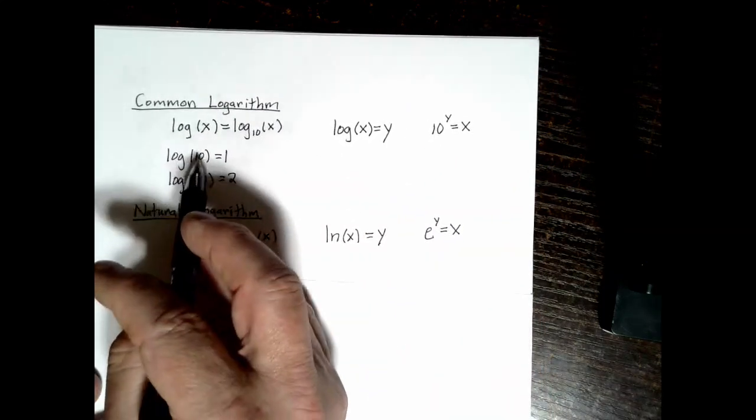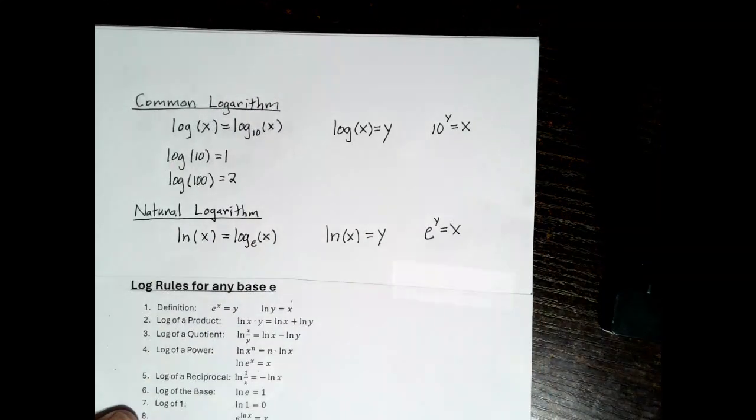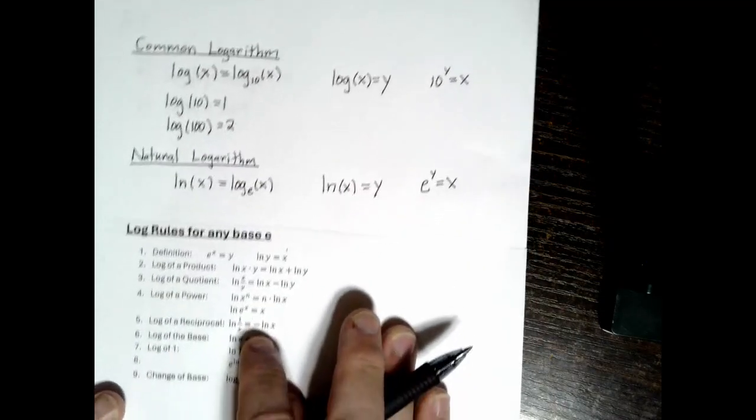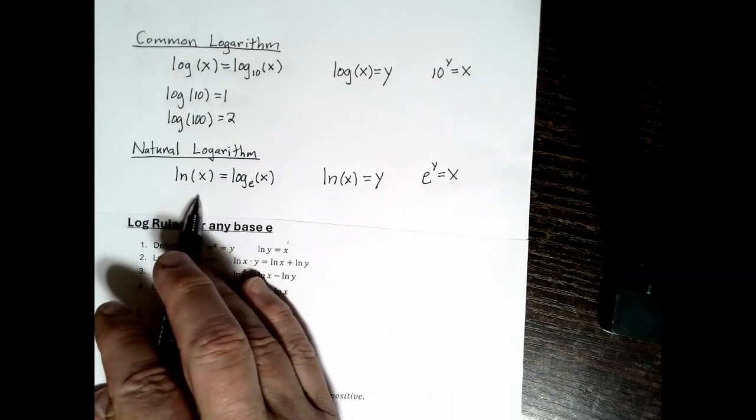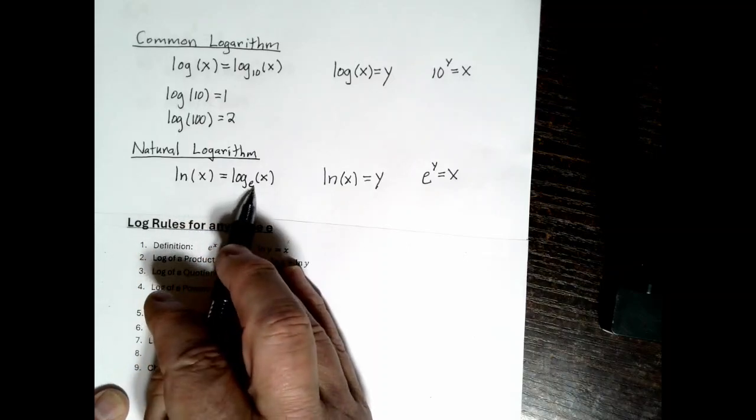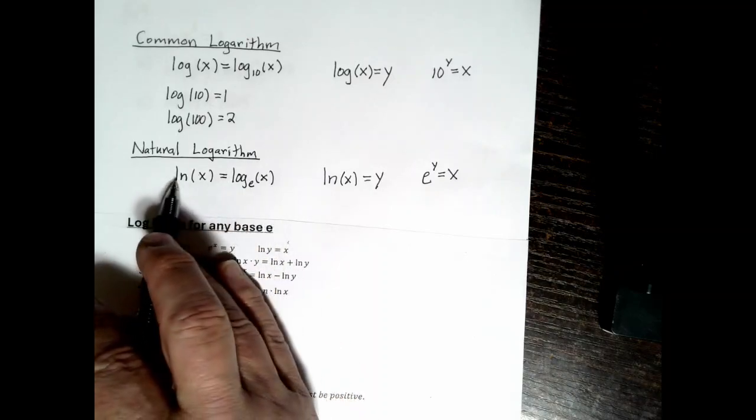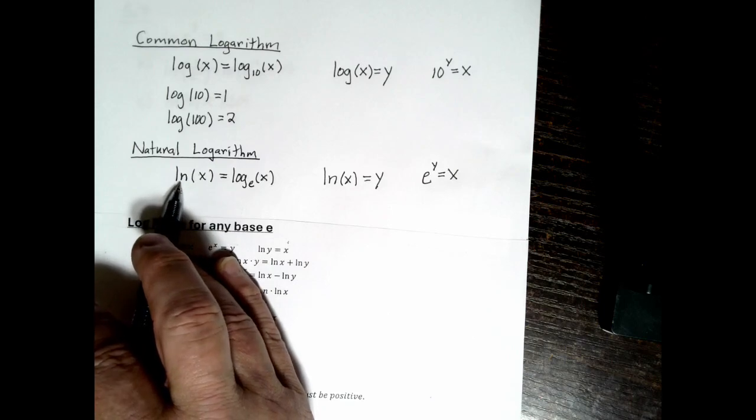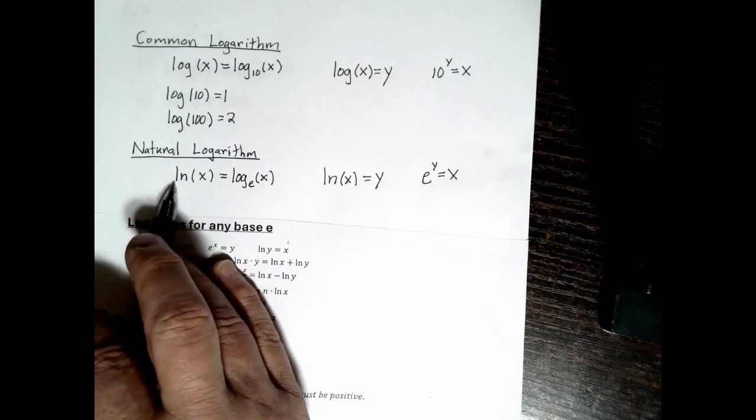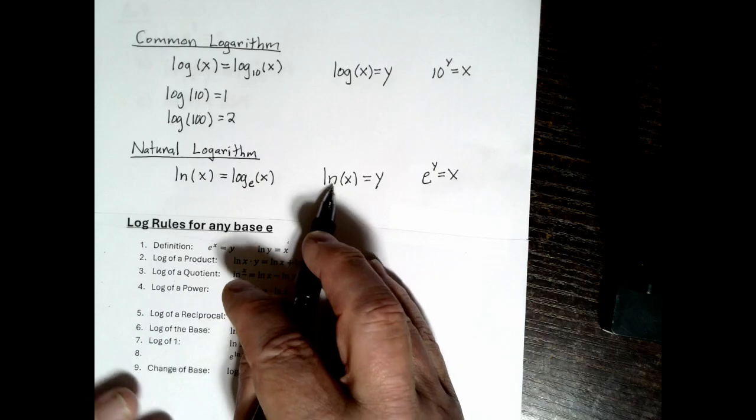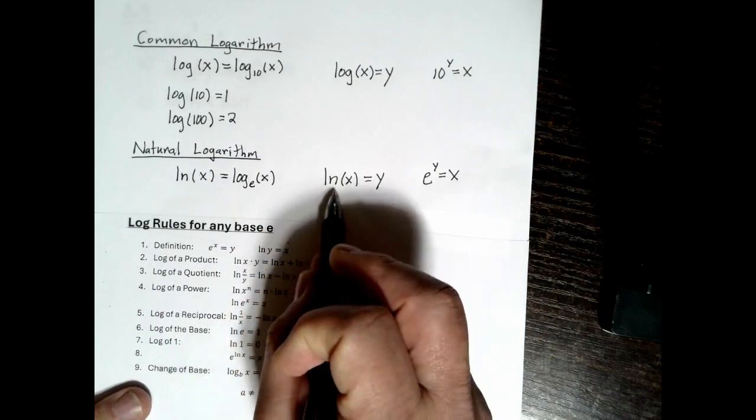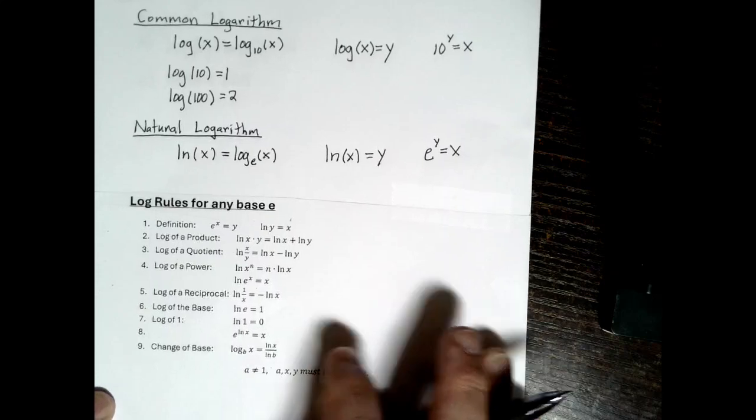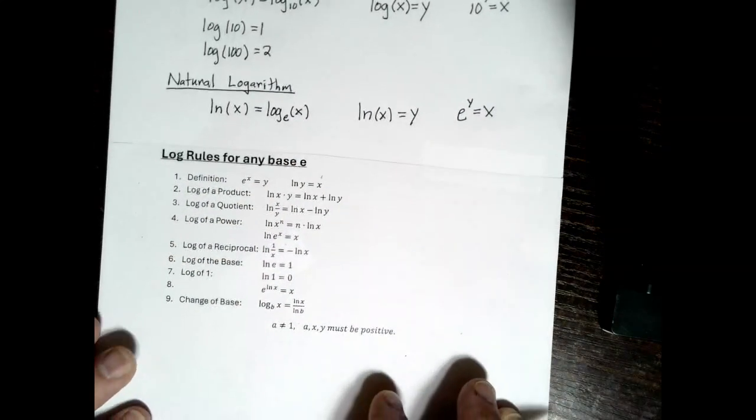Okay, so if you plug in a 10 into this, you get 1. You plug 100 into this, you get 2. The natural log is log base e, but you don't have to write log base e. You can write ln, which is the French for log naturel, which is natural logarithm. Okay, and so ln of x equals y is the same thing as e to the y equals x. Alright, so that's the other logarithm your calculator can do.